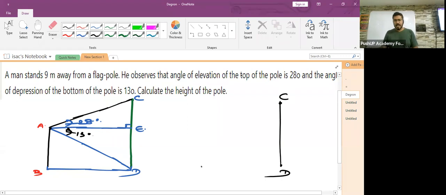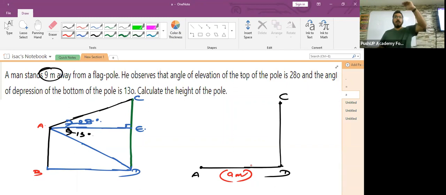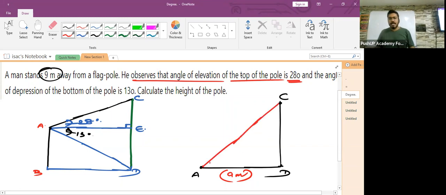There is a person who is standing at a point, say for example, A. Now, what is the distance of that person from the foot of the flagpole? It was given to you. How much? 9 meters. So this distance is 9 meters. Now, when this person is looking at the top of the flagpole, the angle of elevation happens to be 28 degrees, isn't it? He observes that the angle of elevation of the top of the pole. So from this point A, you will draw the line of sight and measure this angle as 28 degrees. Now comes the major problem.